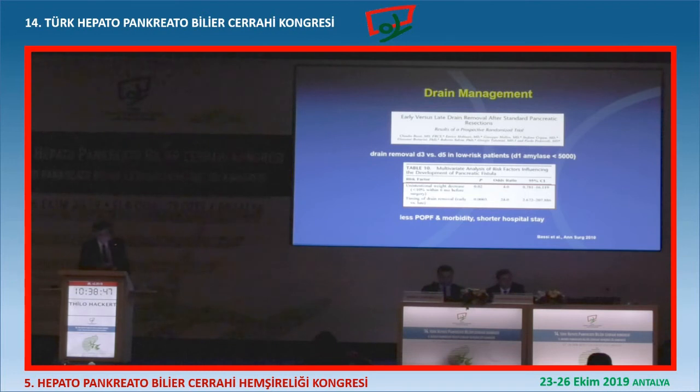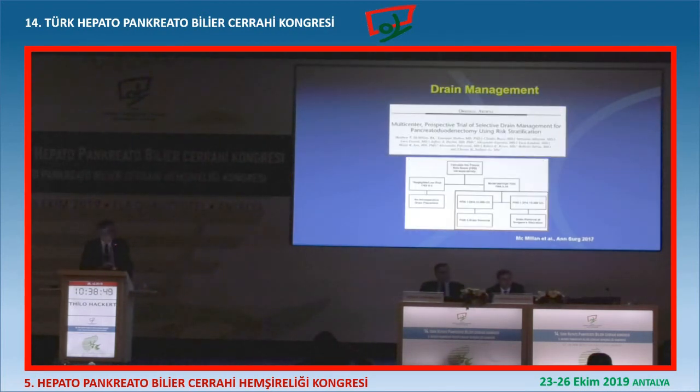What about the high-risk patients when you consider this? This is quite nicely shown here. This is a study from the US. You see this was also a moderate or high-risk pancreatic fistula risk score from 3 to 10, and there was 5,000, the cutoff again on postoperative day 1, and either the patients were scheduled for early drain removal in the low risk or for drain removal at the surgeon's discretion in the high-risk groups.